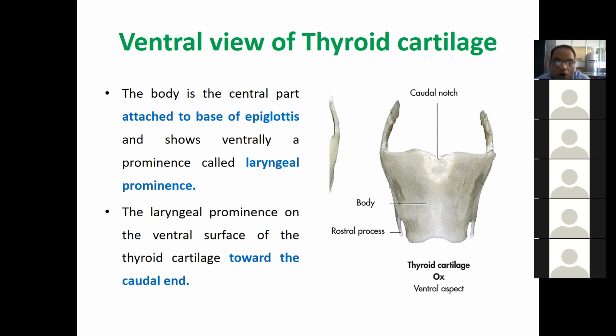In case of the ox, the laryngeal prominence is situated on the ventral surface of the thyroid cartilage towards the caudal end. This is the caudal end. Here is the cranial end.